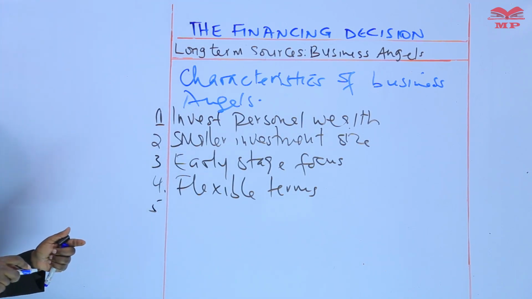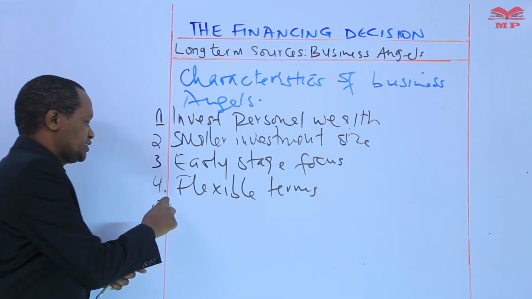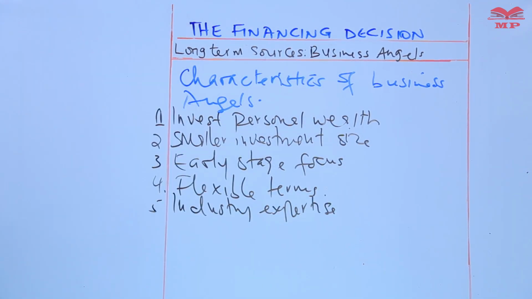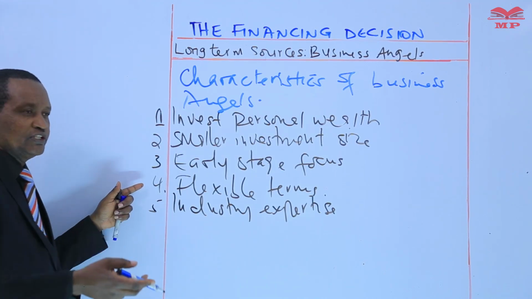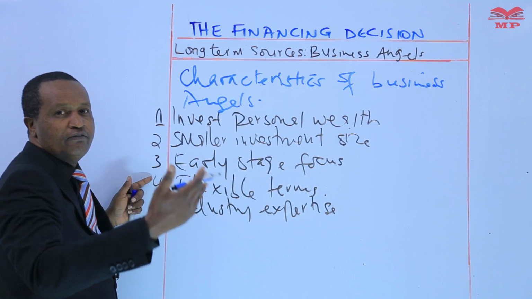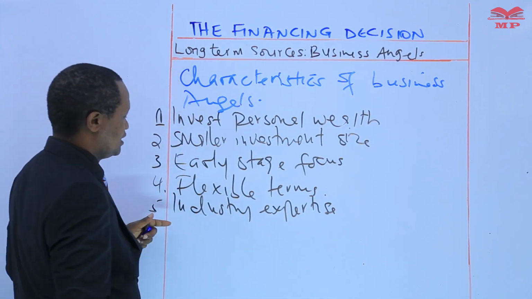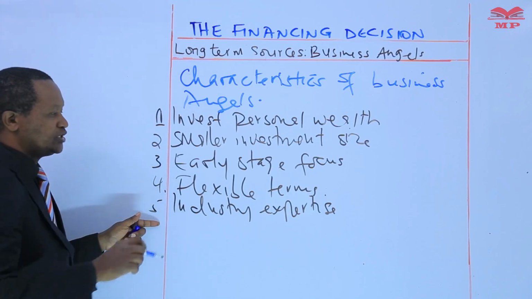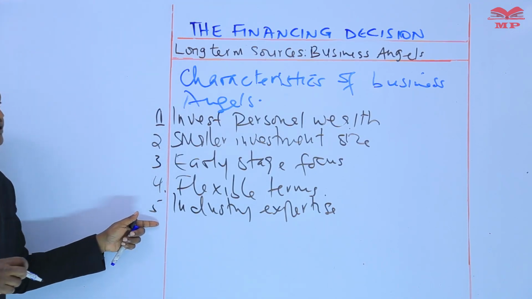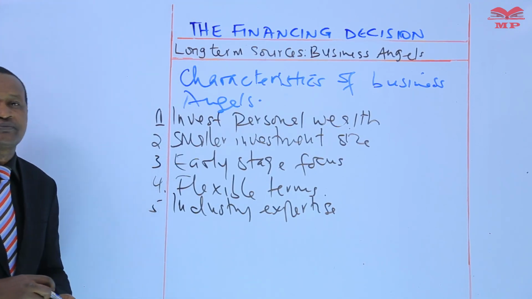Five, industry expertise. They often have extensive experience in specific industries, offering valuable insight and connections. Other than just investing, they invest in industries in which they have expertise. These are business angels.